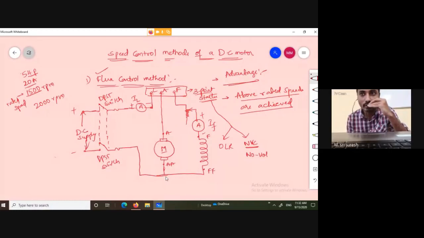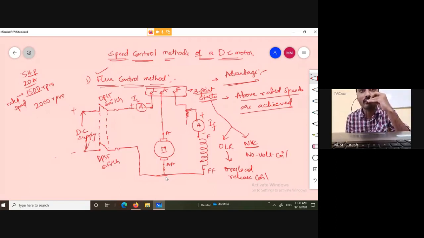NVC means no volt coil, and OLR means overload release coil, which gives the protection from overload. So the OLR coil's purpose is to protect the motor from the overload. Okay, the NVC coil is to hold the machine completely to the supply.